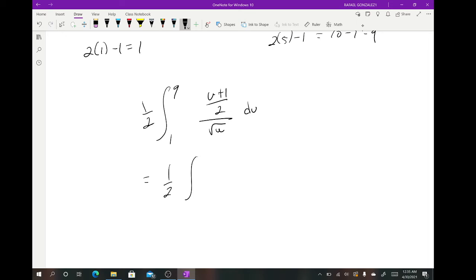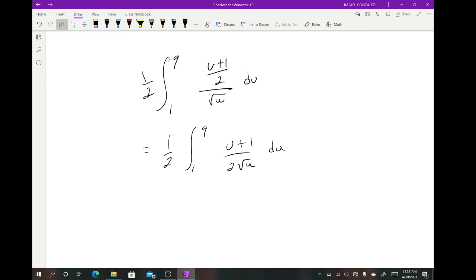So we could simplify this a little bit. This is equal to (u plus 1) over 2 times radical u du. And this is where it's going to get a bit tricky. So let's see what we can do here. First of all, let me take out that 1/2 that's on the inside. This 2, I want to take it out, so it's going to make it 1/4 times the integral from 1 to 9 of (u plus 1) divided by radical u du.